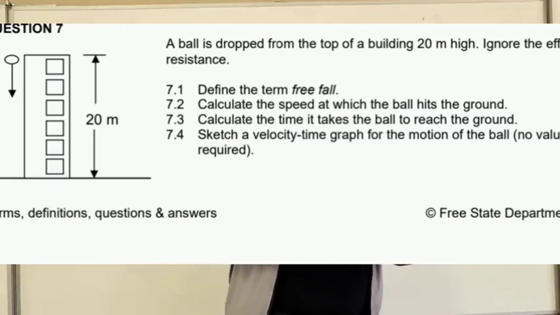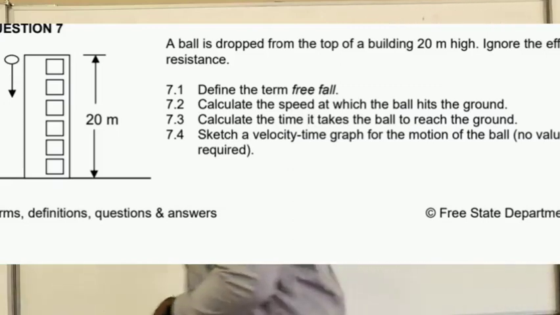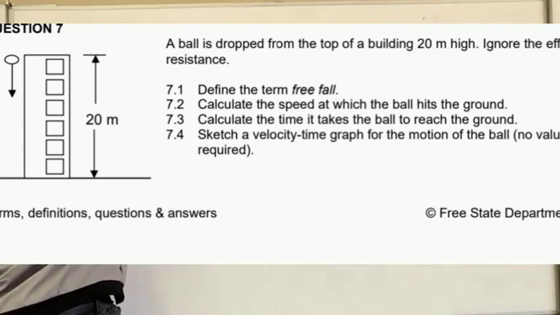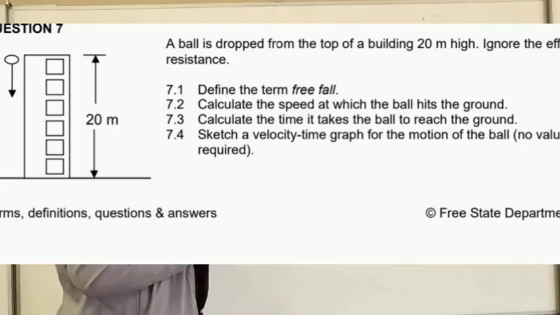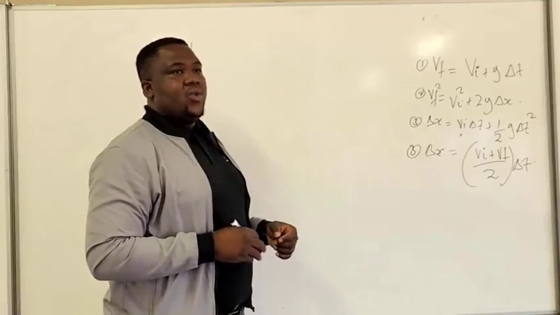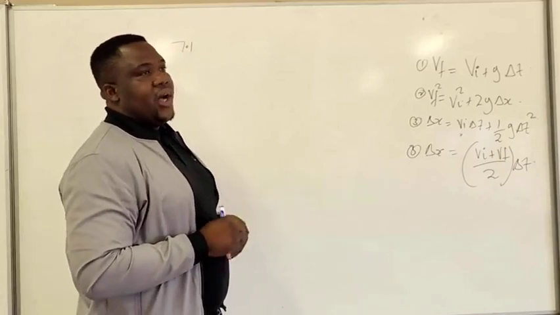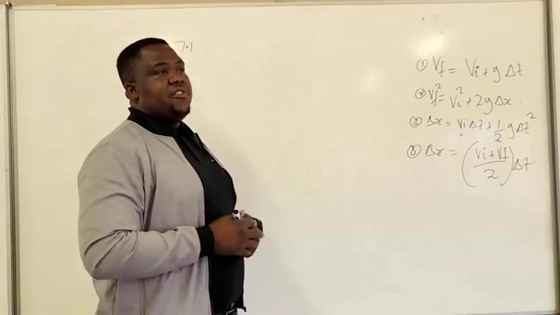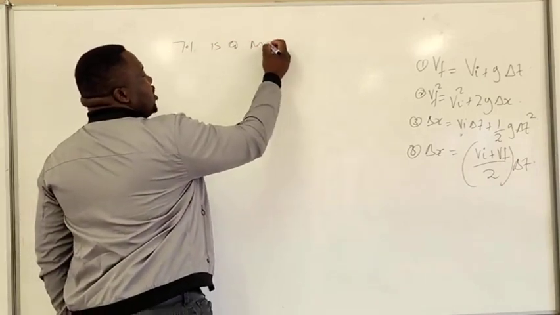7.1. Define the term free fall. I told you in lesson 1 that we have two definitions, free fall and projectile. What is free fall? Free fall is a type of motion.